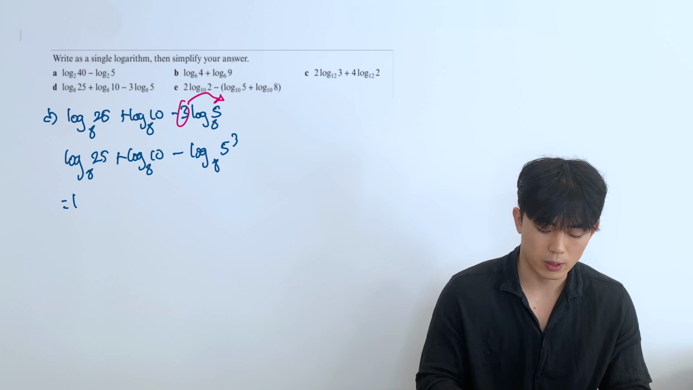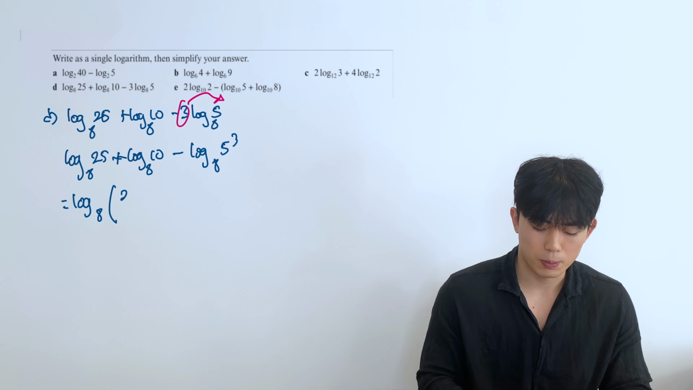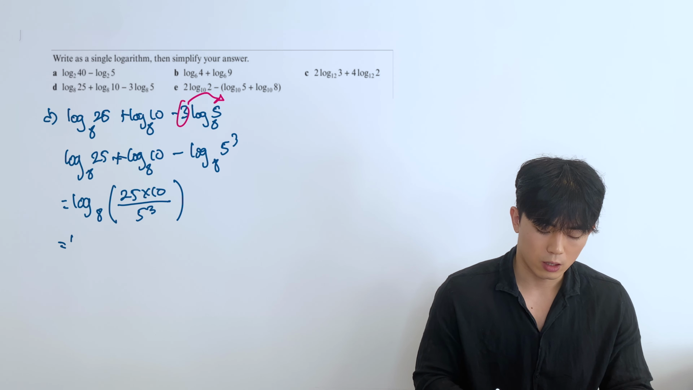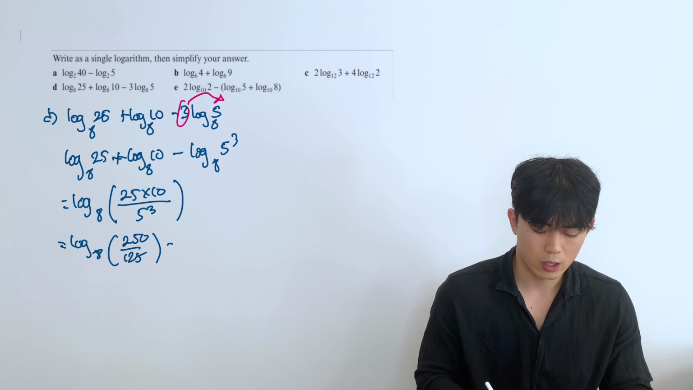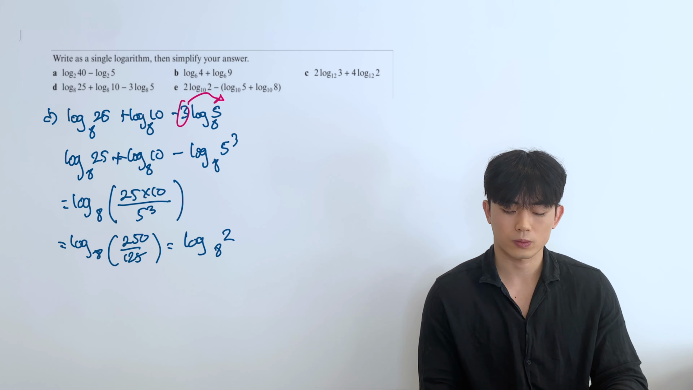And now I can use a combination of the multiplication rule and the division rule. So we're going to combine them into 1 log of base 8. And because this is plus, we're going to multiply 25 by 10. And minus means divide, so we divide it by 5 cubed. So we'll get log 250 over 125 base 8. So this is going to be log 2 base 8 like this.